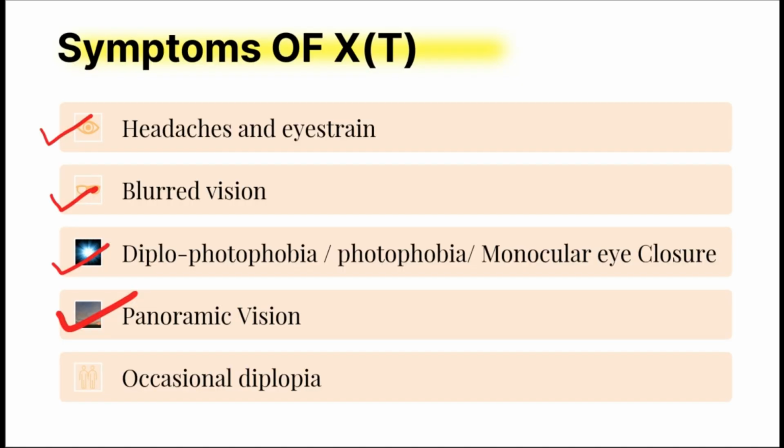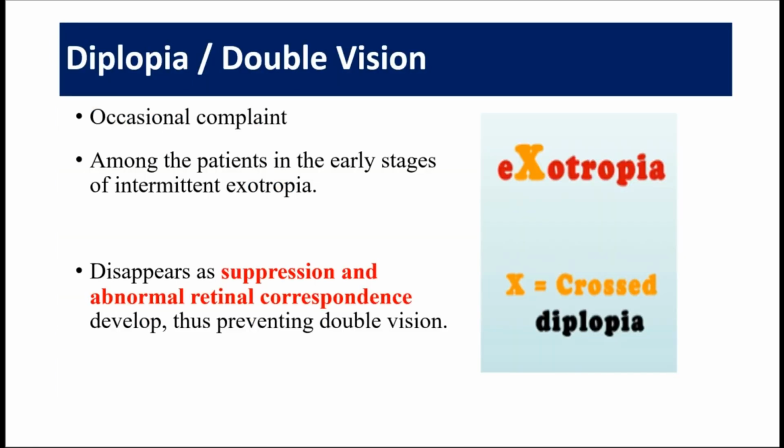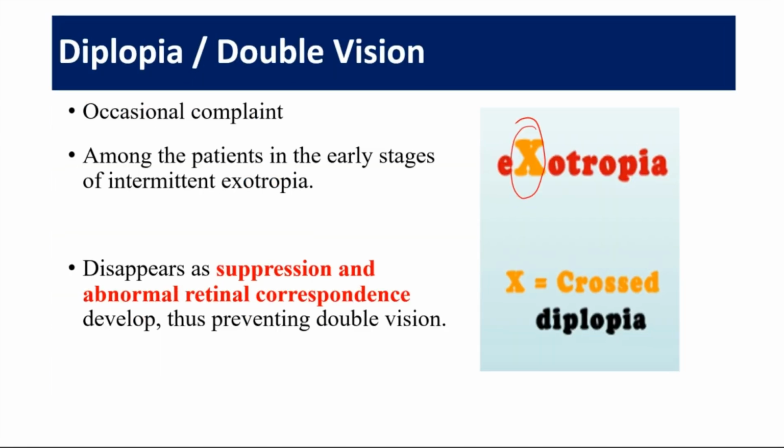All right. The last symptom is that of occasional diplopia. Patients with exotropia can also complain about occasional double vision. This happens in the early stages of intermittent exotropia. Over time, as the patient develops suppression and abnormal retinal correspondence, the patient will be able to prevent this double vision. However, adults don't have this luxury.